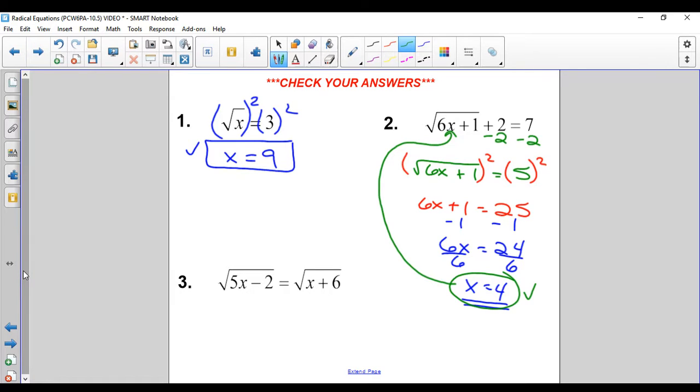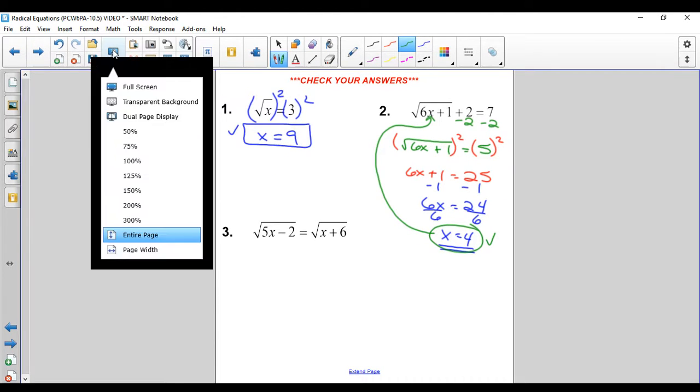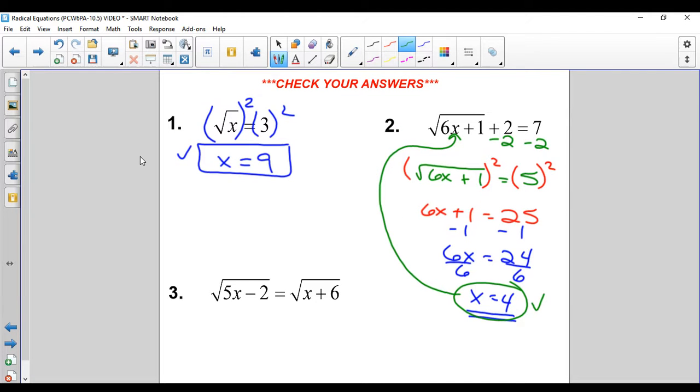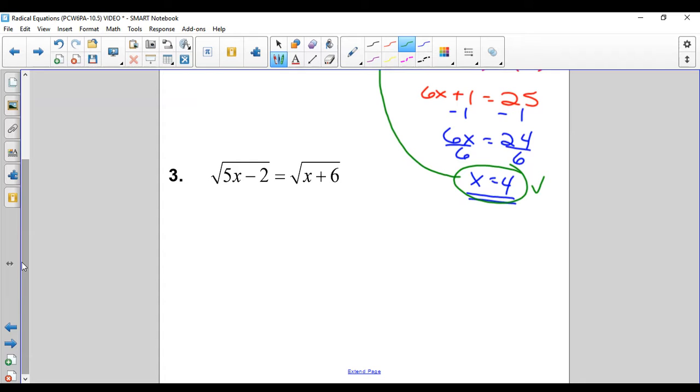Now, number 3, easy one still. We have 2 radicals though, but both of them are isolated on one side. It doesn't matter what side they're on, but you just need to isolate the radicals. So we jump right into it, square both sides. Nice thing here is it just wipes out the square root. So we get 5x minus 2 equals x plus 6.